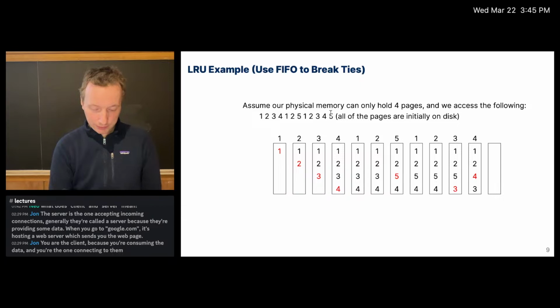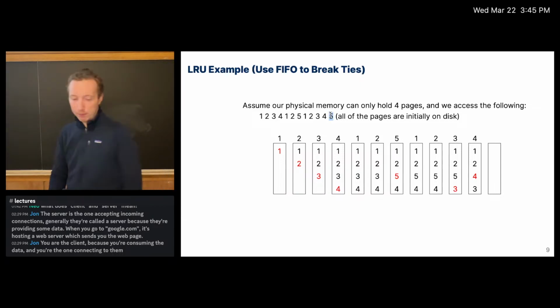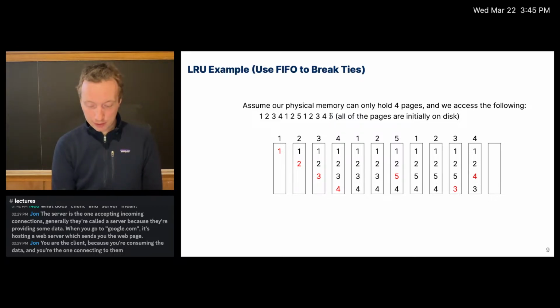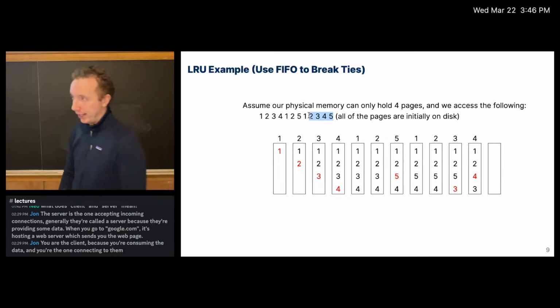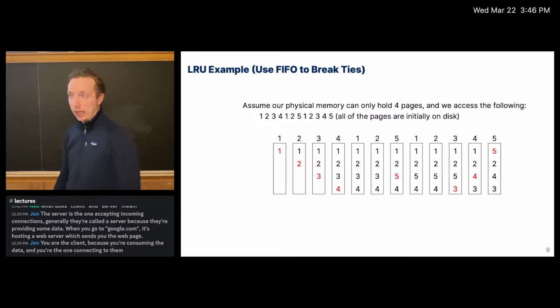Now we access page 5, and we have to do the same thing. We have to kick out 1 of them. So again, we'd go backwards. We're not kicking out 4. We're not kicking out 3. We're not kicking out 2. So we're kicking out 1. So we would replace 1 with 5, and this would be our final answer.